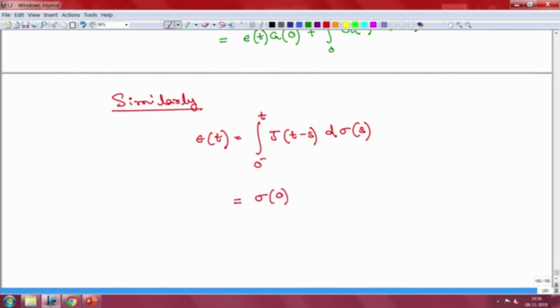sigma 0 J(t) plus the integral from 0 to t of J(t minus s) sigma dot(s) ds. Yeah, and you can again switch the order of these, just like the previous case, right. Okay.